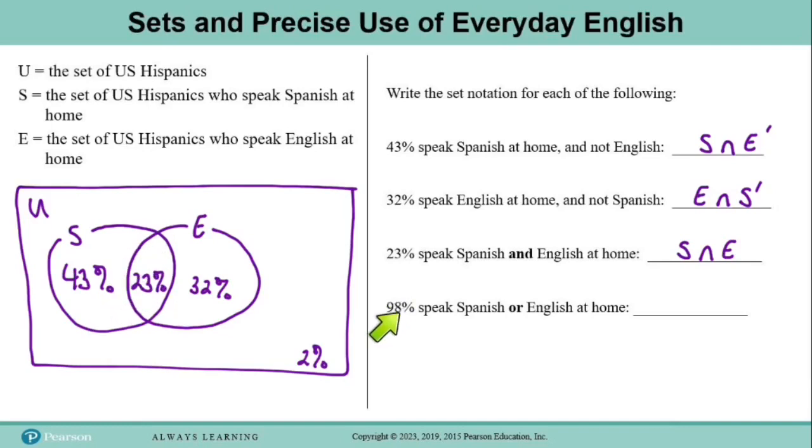And then what about the 98% who speak Spanish or English at home? Well, so far every time we've had an "and," that's always been the intersection, but the word "or" is represented by a union of two sets. So that's going to be set S union set E. And so that would be the 98%, and if you add 43 and 23 and 32, you do get 98%. It's everybody except these 2% right here.